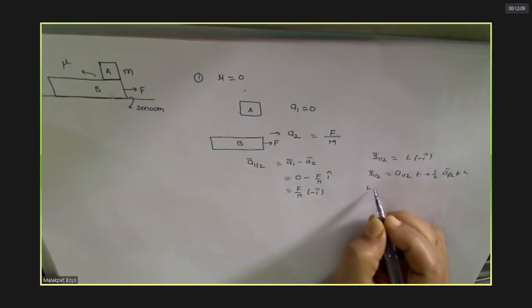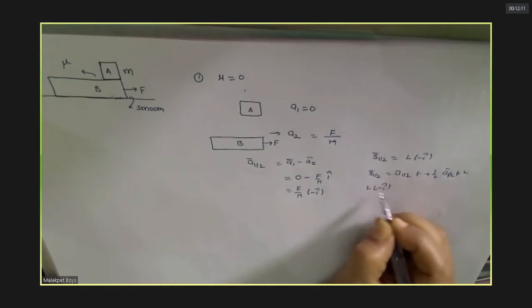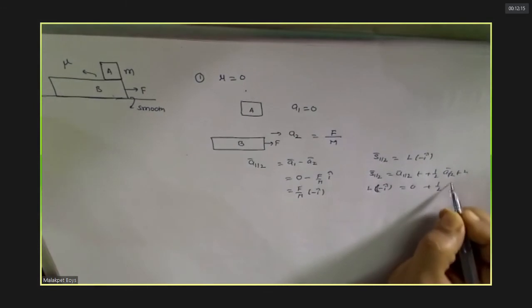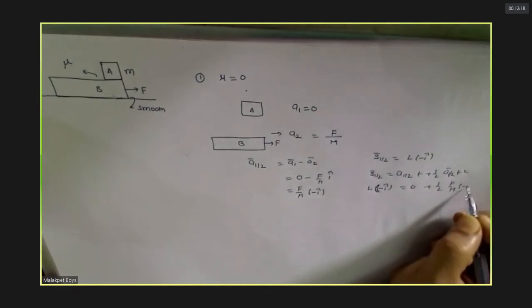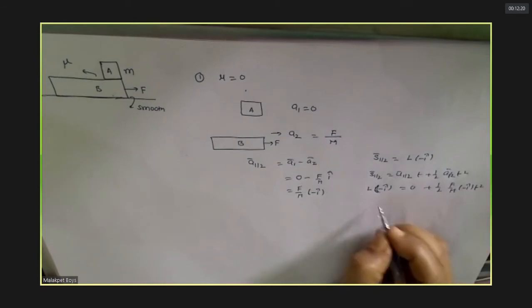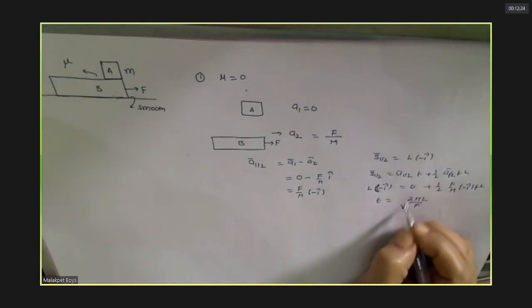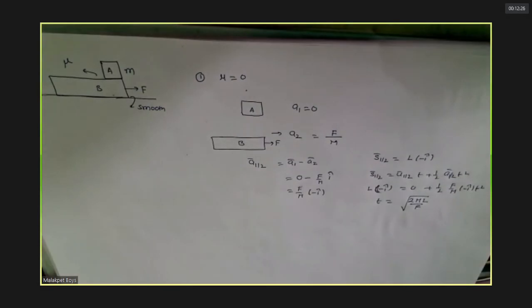This is L minus I. And this is 0, half F by M minus I T square. T equals root of 2 ml by F. Understood, Dave? Understood.